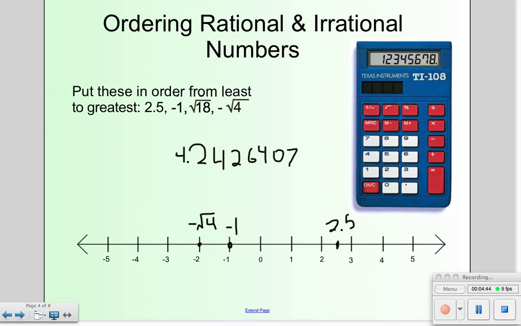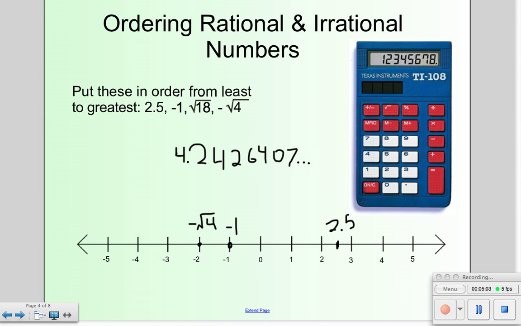So I get 4.2426407, and this is a number that doesn't ever stop. It just never stops. But for the sake of this particular lesson, we're not rounding to a certain point. We just need to know where this goes on the number line.